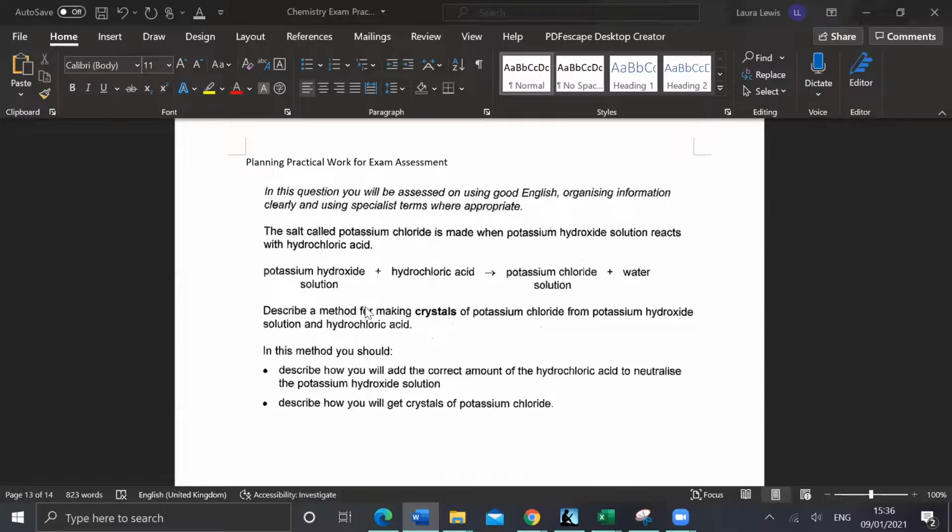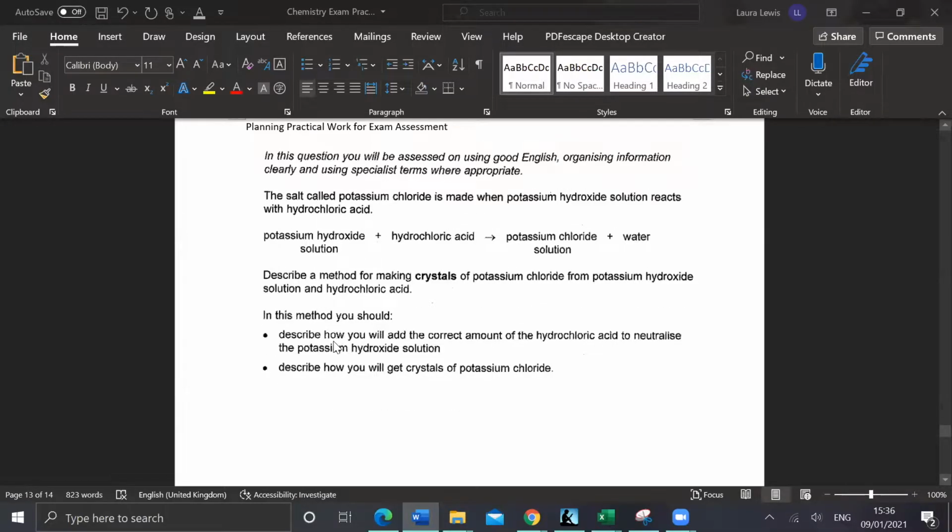Describe a method for making crystals, and that's emboldened, of potassium chloride from potassium hydroxide solution and hydrochloric acid. In this method, you should describe how you would add the correct amount of hydrochloric acid to neutralize the potassium hydroxide solution. So it's giving you a clue there as well. We didn't spot it the first time. And describe how you'll get the crystals of potassium chloride.